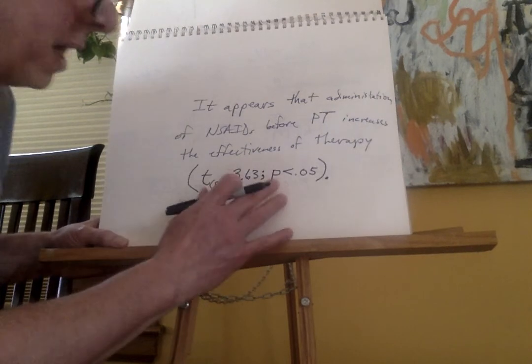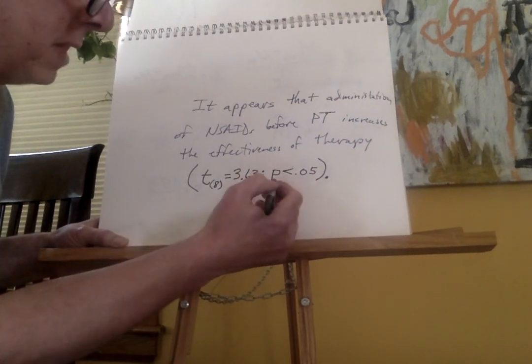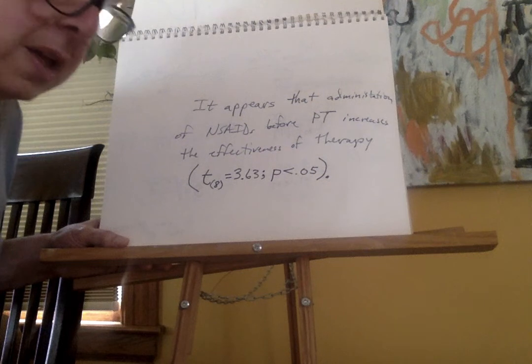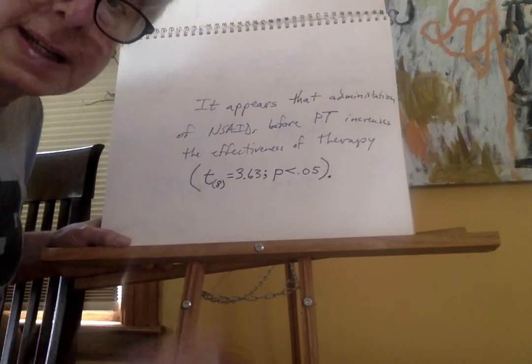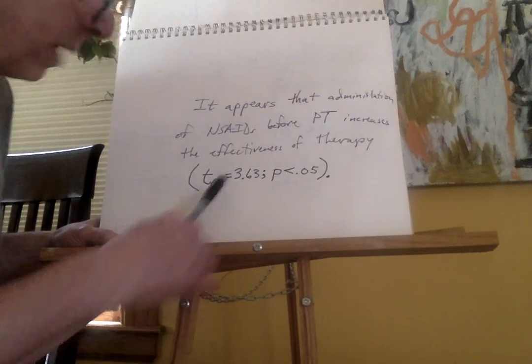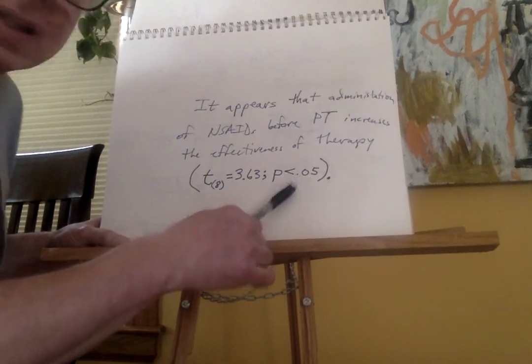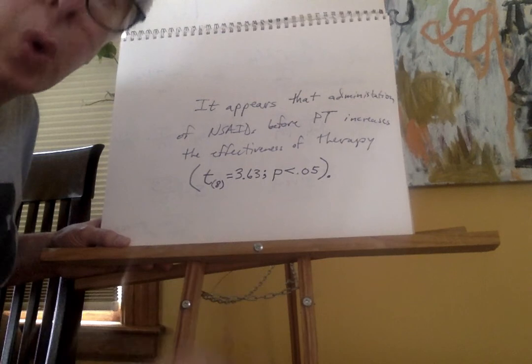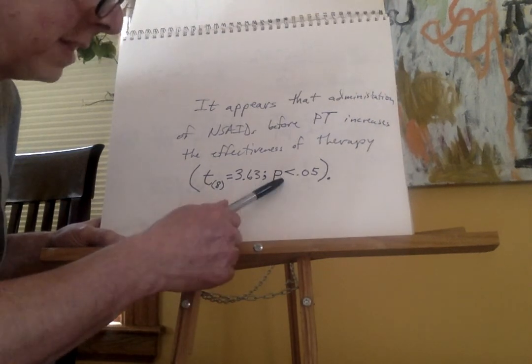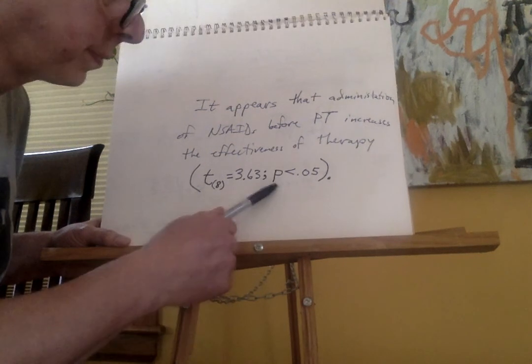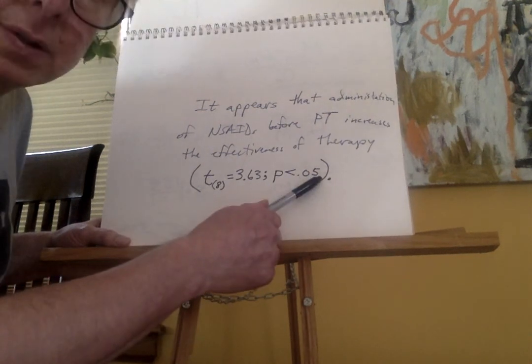Okay. Again, let me remind you what this P means. This means that the probability that we would get a t value this high if the treatment did not work, the probability that we get something this high, is less than 5%. Or, the shorter version, the probability that the null is true is less than 5%.